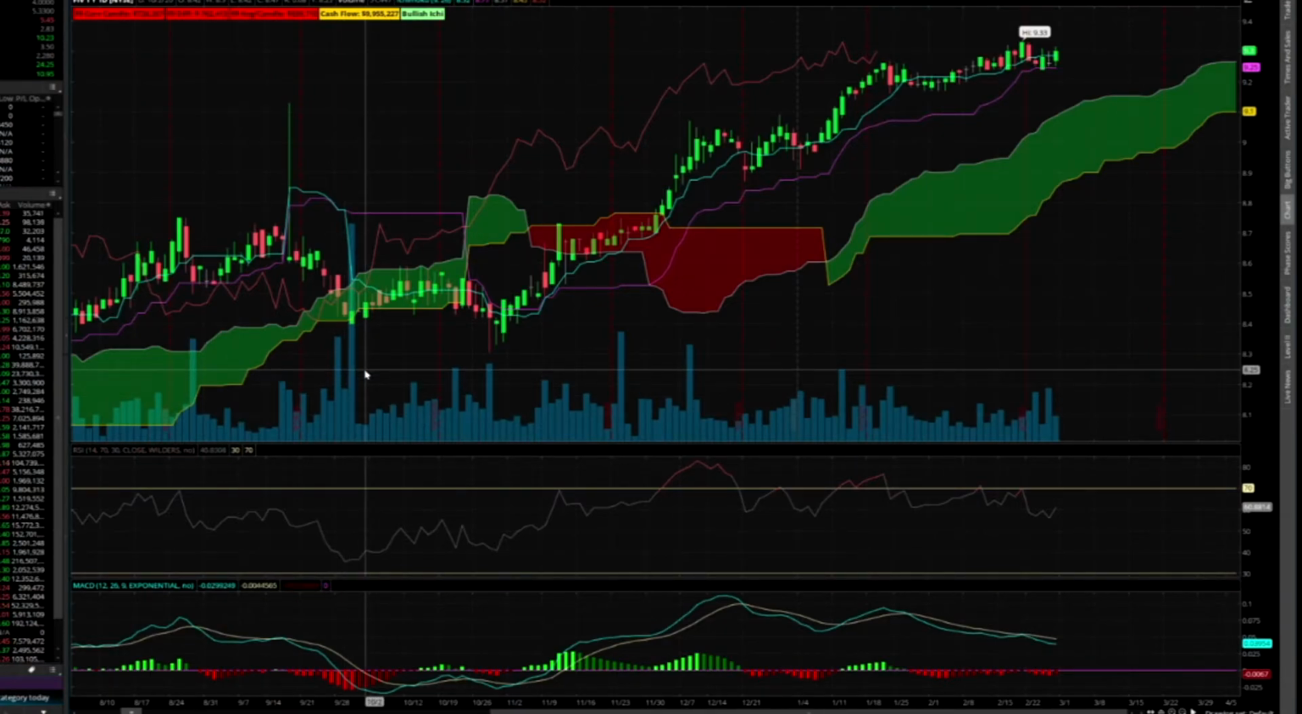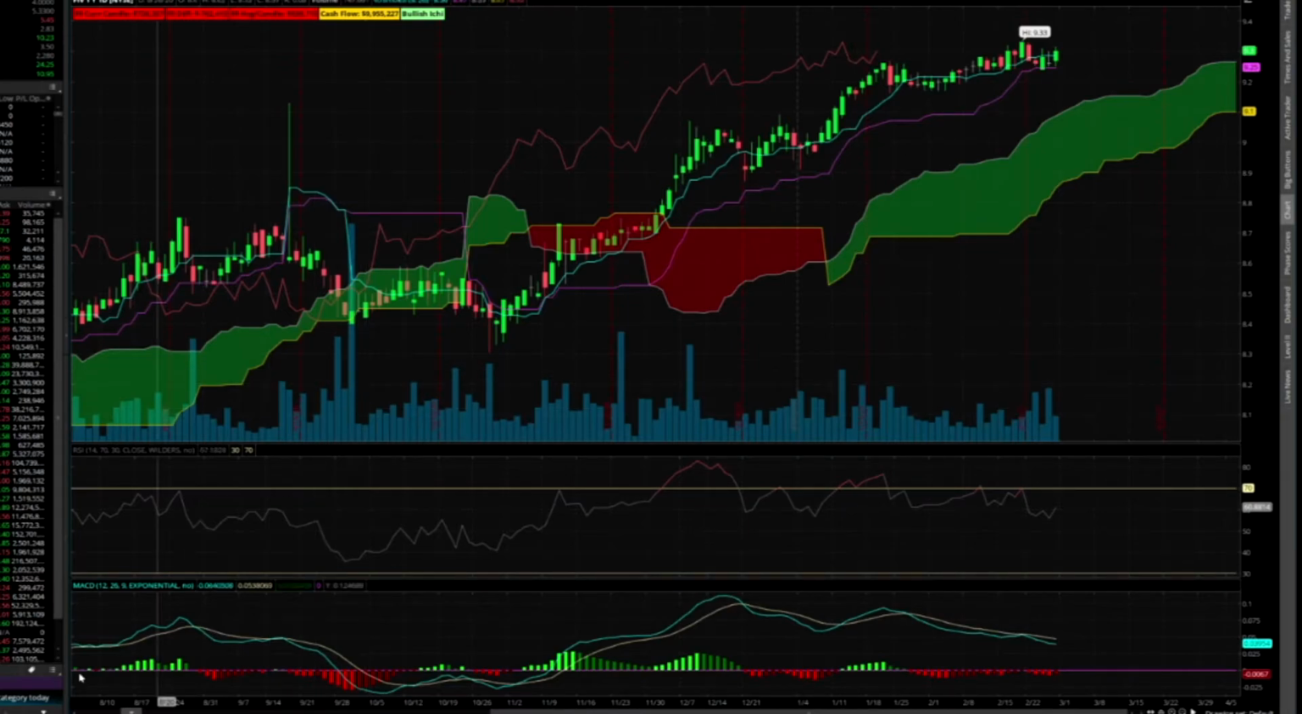Now, the Ichimoku cloud is a lagging indicator. Lagging indicators confirm price movements and trend shifts after they have already occurred, as opposed to leading indicators like the CCI, Commodity Channel Index, or the RSI, Relative Strength Index, that tend to try to predict trend shifts before they occur. This can be both a strength or a weakness depending on what type of trading style you prefer to have.